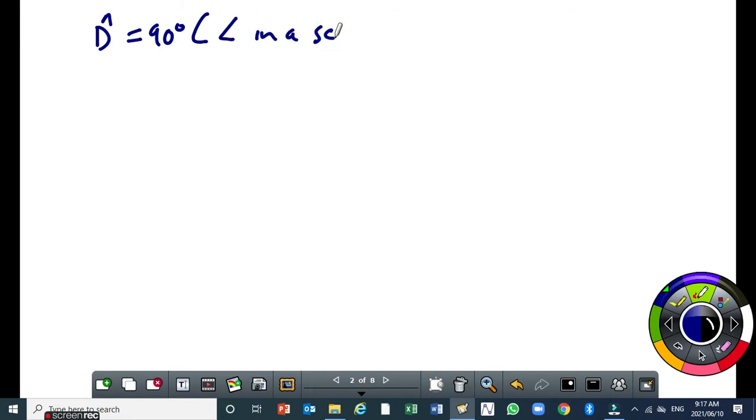Please, it's not angles in a semicircle. It's angle in a semicircle. It's one angle that is subtended by the diameter. So you don't write angles. It's angle in a semicircle.